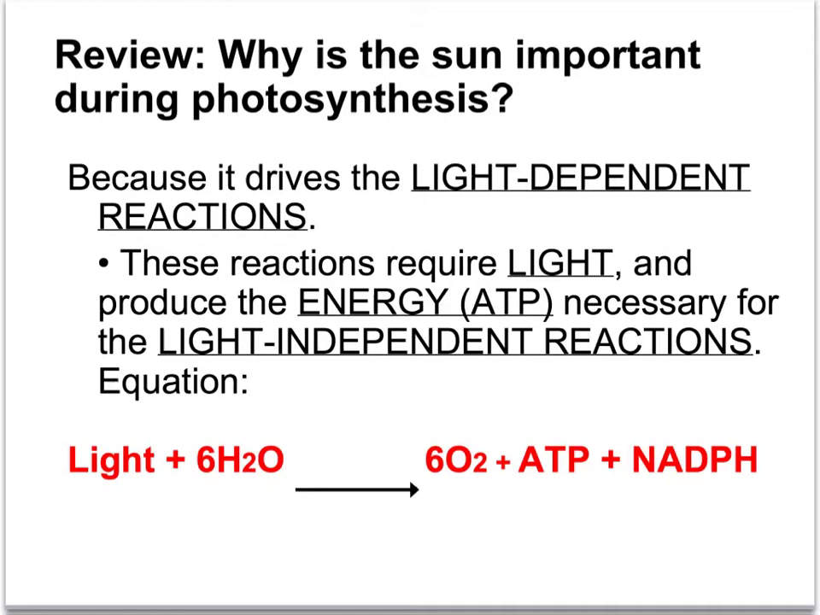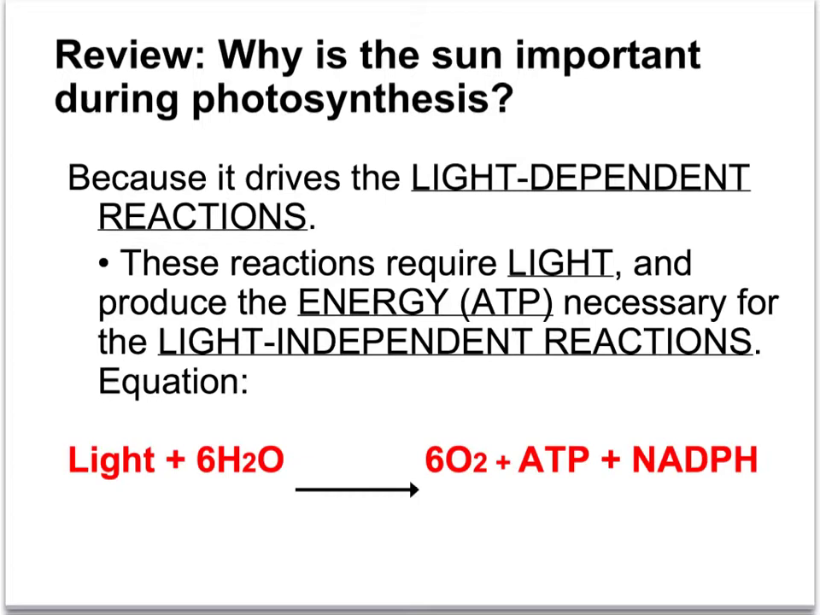Alright, so this is review. Why is the sun important in photosynthesis? The sun, of course, is important because it is driving the light-dependent reactions. This is how the water molecule is getting split, and we're able to use those hydrogen ions to make the energy carriers that we need. So those energy carriers, the ATP and the NADPH, are really necessary for the light-independent reactions.